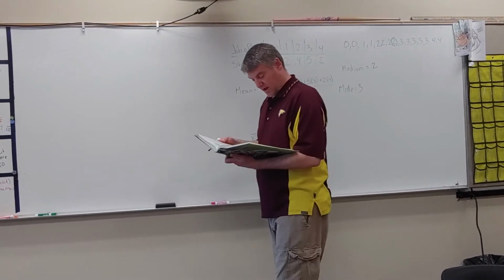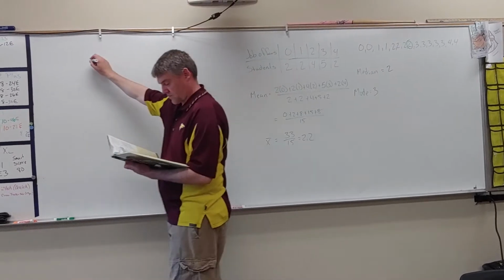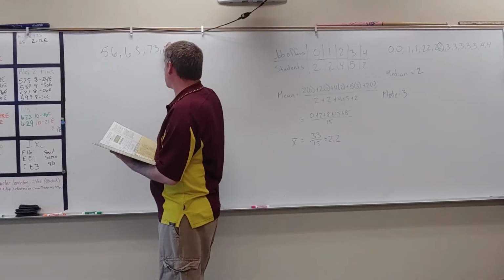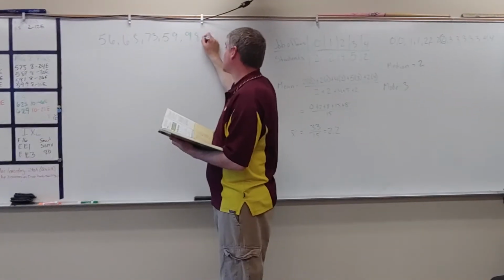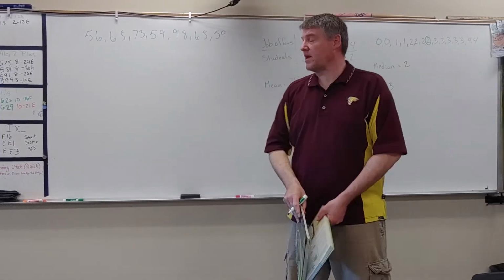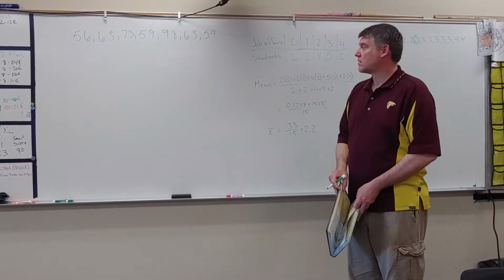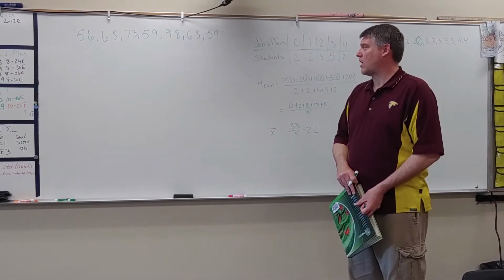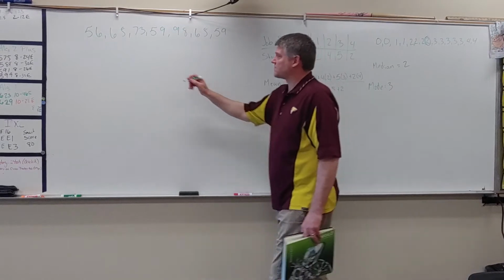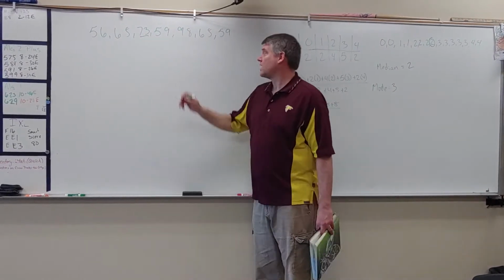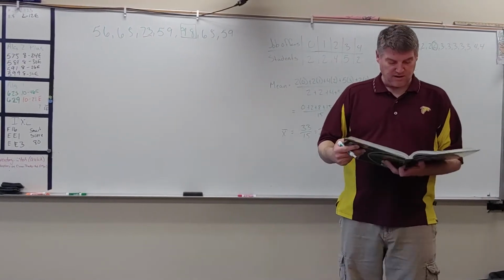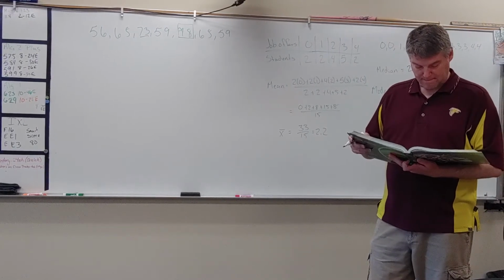Okay, so if I have these numbers here: 56, 65, 73, 59, 98, 65, and 59, we can look at that information and determine the outlier. Most of those numbers are situated around the mid-50s up to the 60s. We do have a 73 here, but it's a low 70, and then we have 98. 98 would be my outlier because it is significantly higher than the other ones.